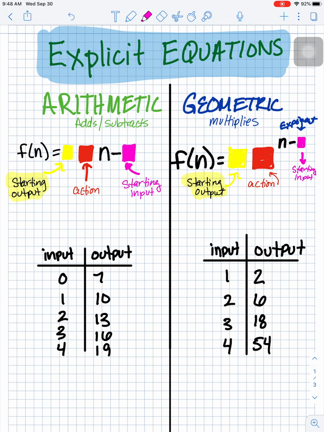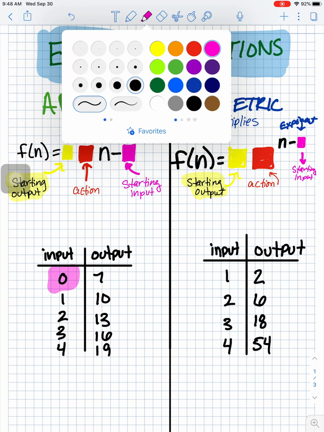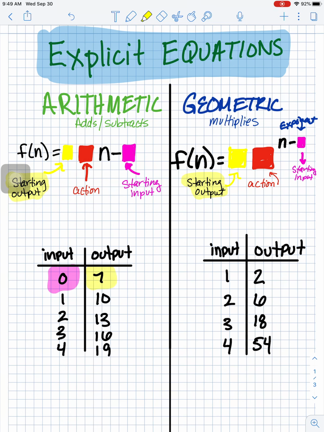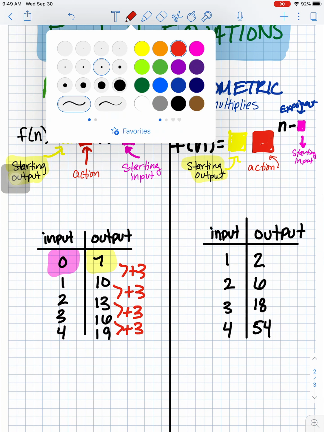I've copied the same exact tables, and we're going to use those as an example. For an explicit equation, it's saying the starting output, plus the action multiplied by n minus the starting input. That's because an arithmetic sequence shows repeated addition, and when I plus 4, plus 4, plus 4, that's really multiplying. Let's do the arithmetic one first. The starting input is 0, the starting output is 7, and the action is plus 3, plus 3, plus 3. Repeated addition is multiplication.